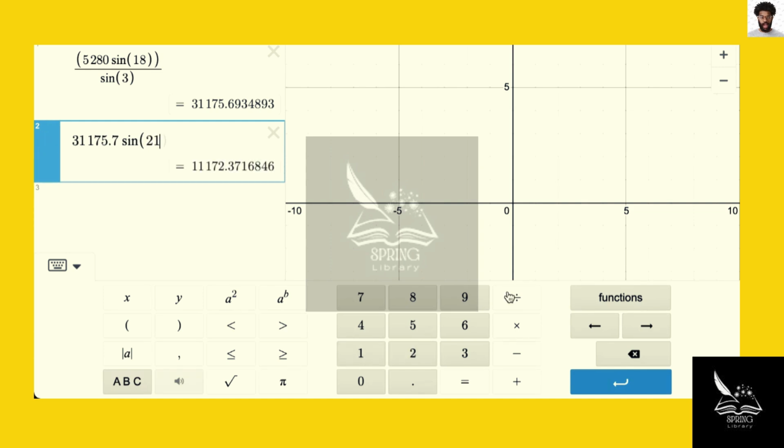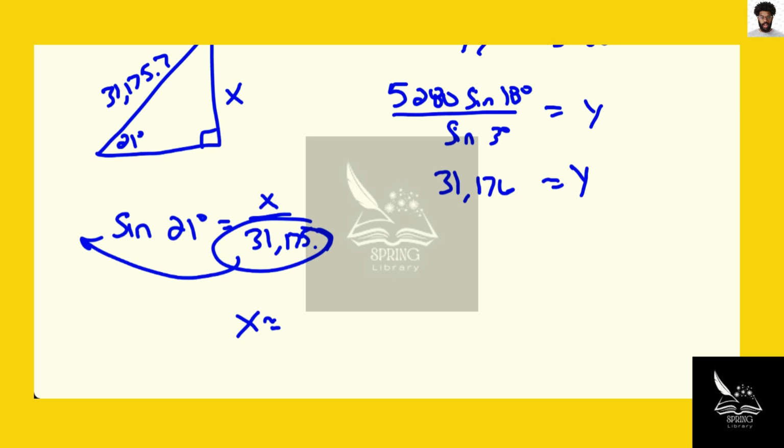And I'm getting, so it looks like you were close. It could have been even a rounding thing, but I'm getting 11,172. And if I'm going to the nearest tenth, 11,172.4.